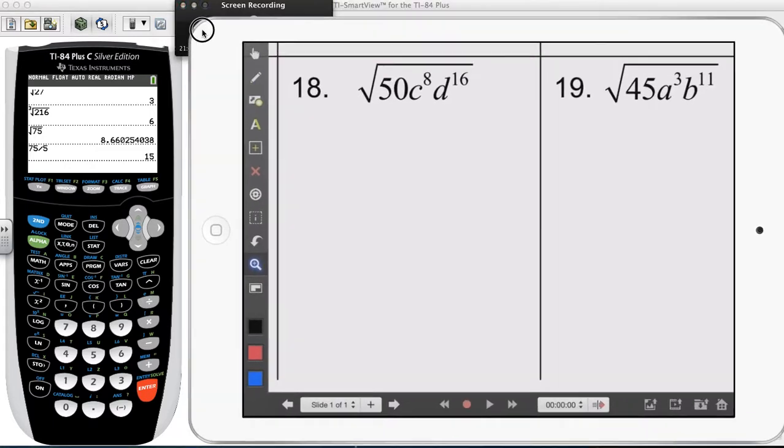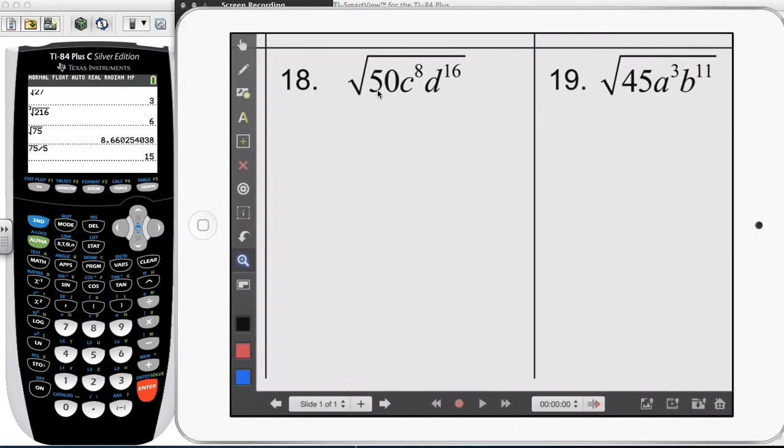Let's move on to number 18. As you can see, you have square root of 50, c to the 8th, d to the 16th. Now what you can do is simplify the number first, then the c, then the d. So let's think of the number first. Square root of 50. Let's try that. Most likely it's going to give me a decimal, but it's worth a shot. As you can see, it's a decimal.